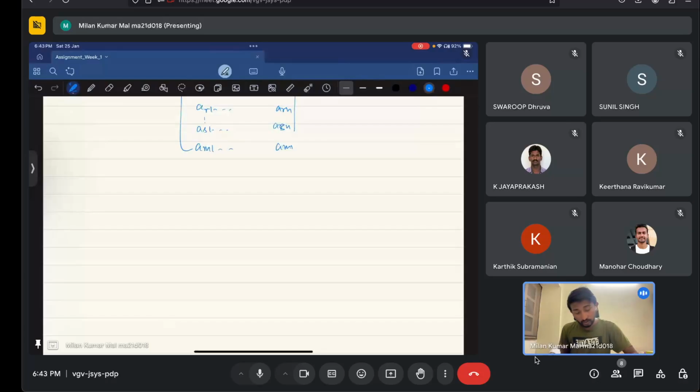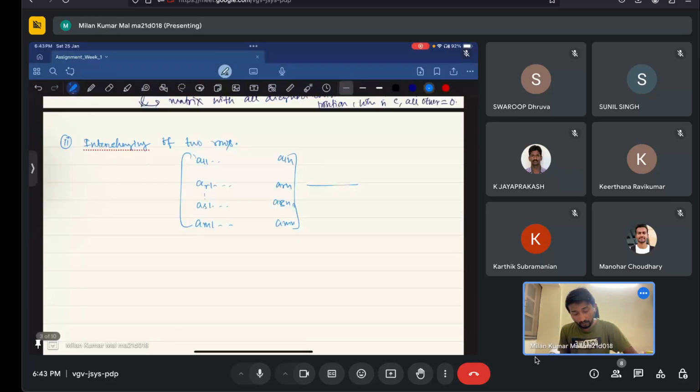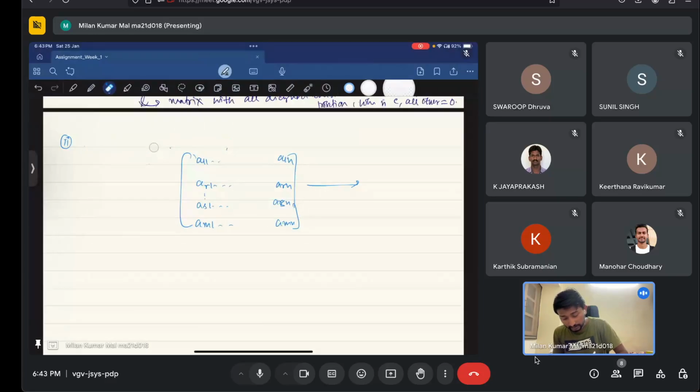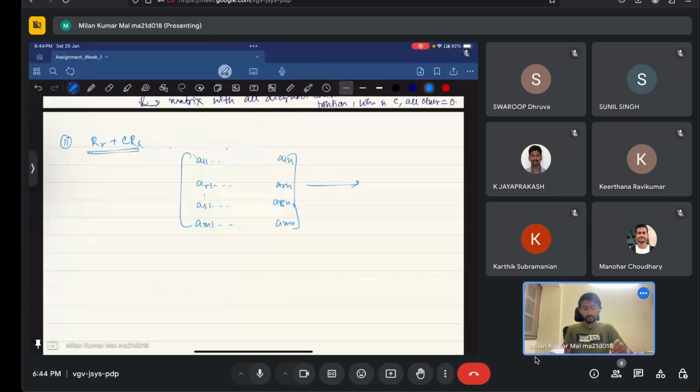Now what will we do? We will do not the interchange. Let's first take R plus some scalar times RS. This is the operation I am doing: adding the R row to the S row multiplied by c. That is what we will say. So what is this operation actually going to reflect, that is what I am trying to say.